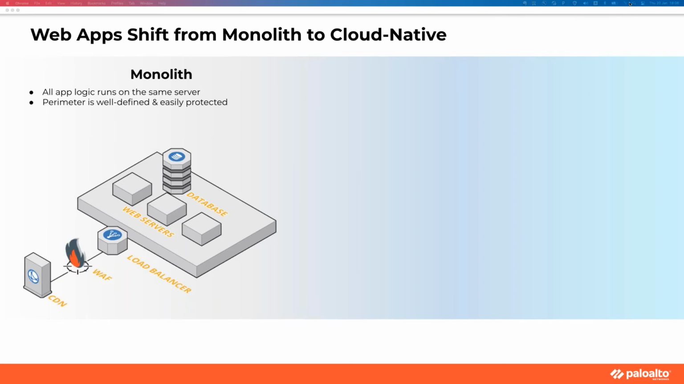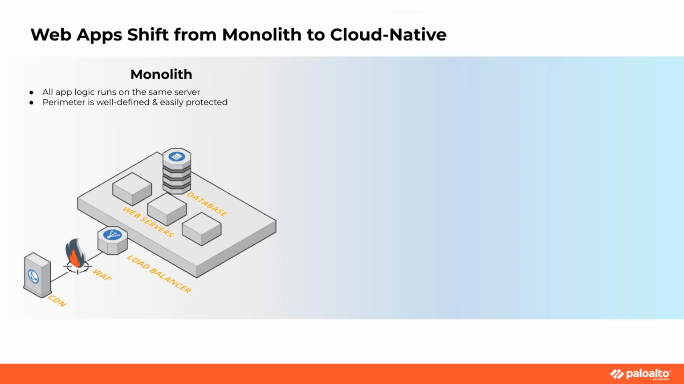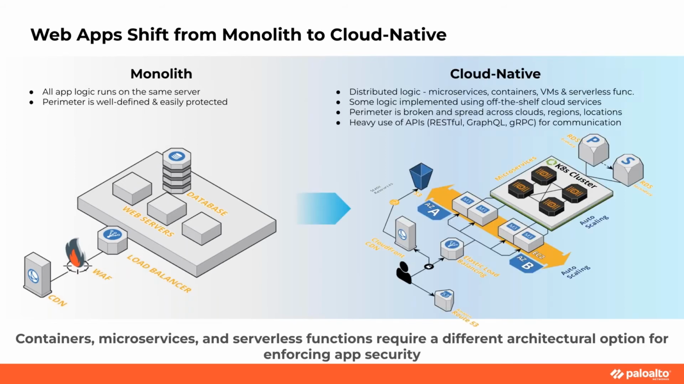And that meant that you had a very easy perimeter. You can imagine a circle around this entire block where you can place the web app firewall to inspect traffic going from what's referred to as north-south, from the public internet to your web servers. And as we adopt cloud-native applications, this traditional model changes. And the way it changed is, first of all, application logic is now implemented not all in one place.